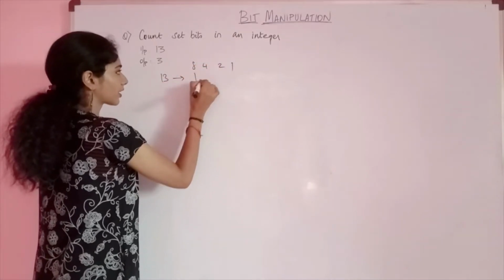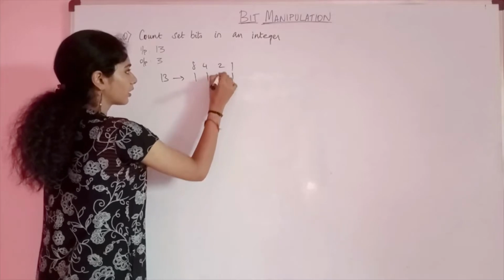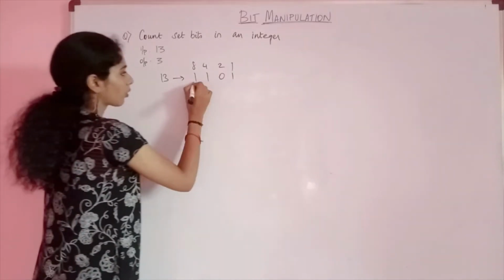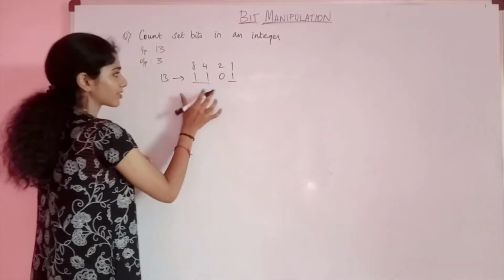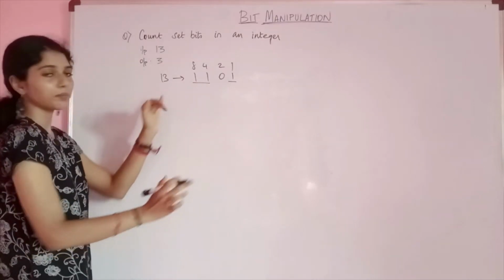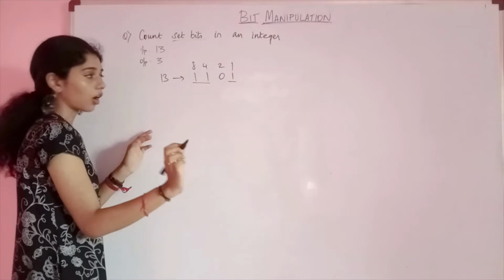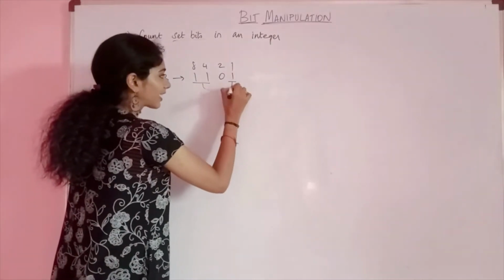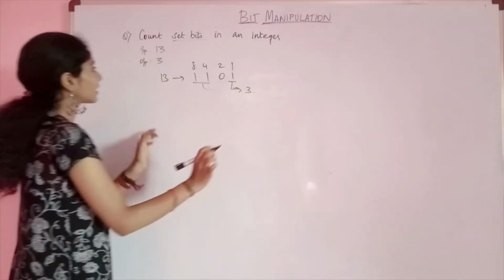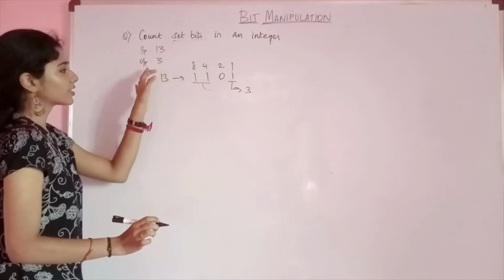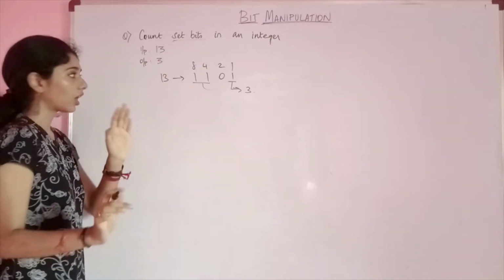So 13 is nothing but 1101, right? So what is the number of ones present in the binary representation of the given decimal? That shall be my set bits. Right here there are 3 ones, which simply means the number of set bits is going to be 3. Alright, makes sense.